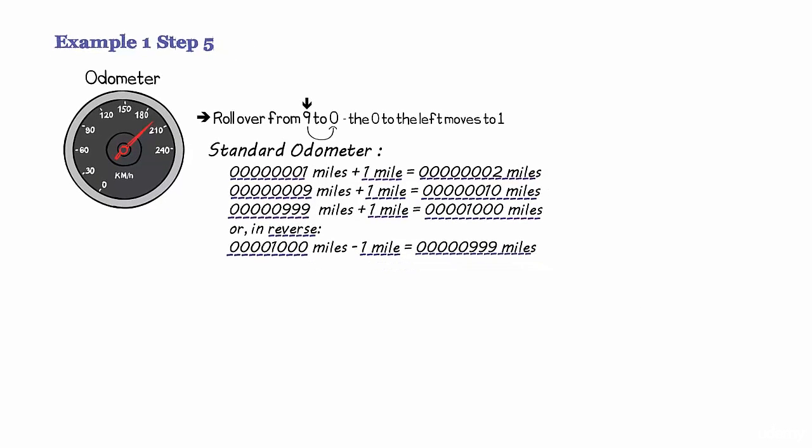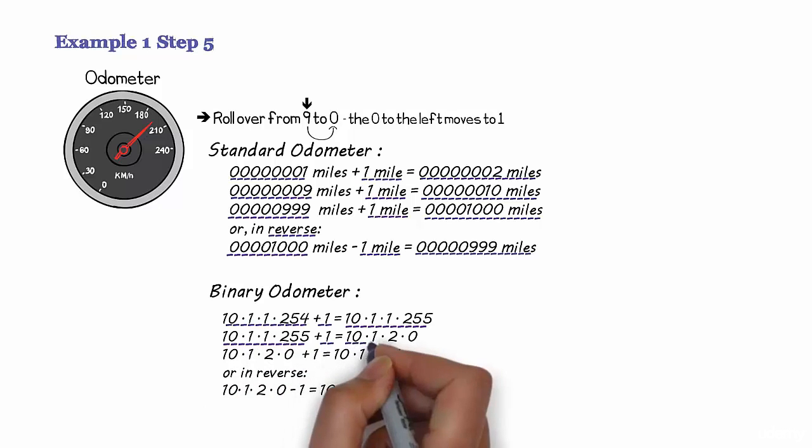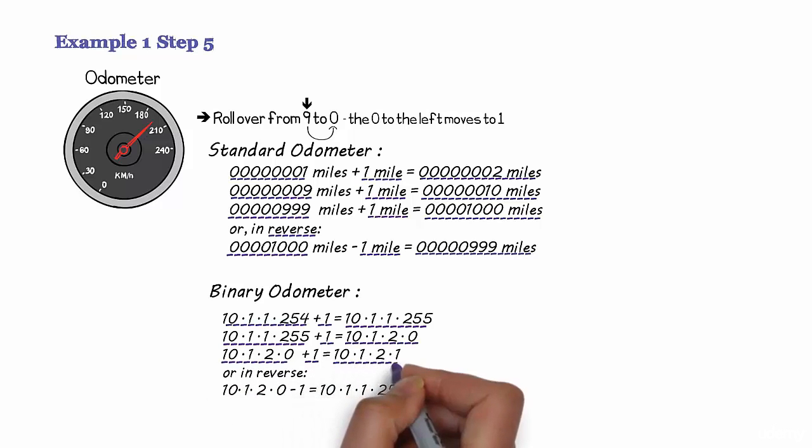Now, as an analogy, we have a binary odometer. If you had an IP address of 10.1.1.254 and you added 1 to it, the value would become 10.1.1.255. That should be fairly simple to understand. However, if you had 10.1.1.255 and added 1 to that, you would now get 10.1.2.0 in a similar manner to a standard odometer in a car. 10.1.2.0 plus 1 would equate to 10.1.2.1.